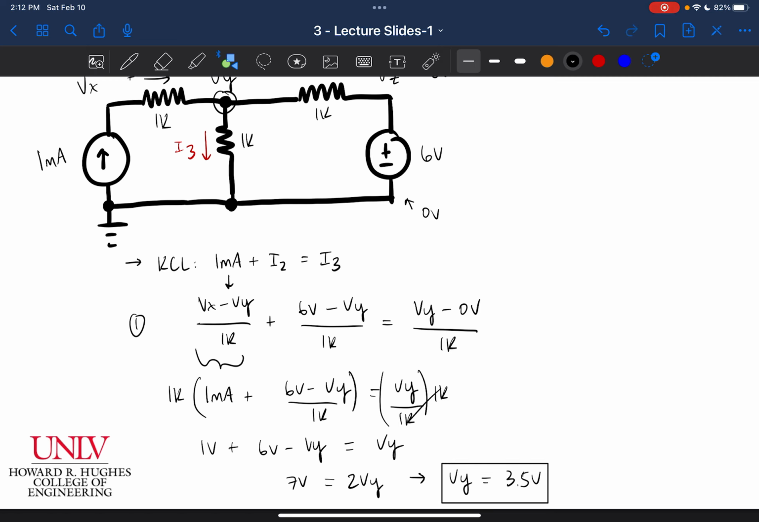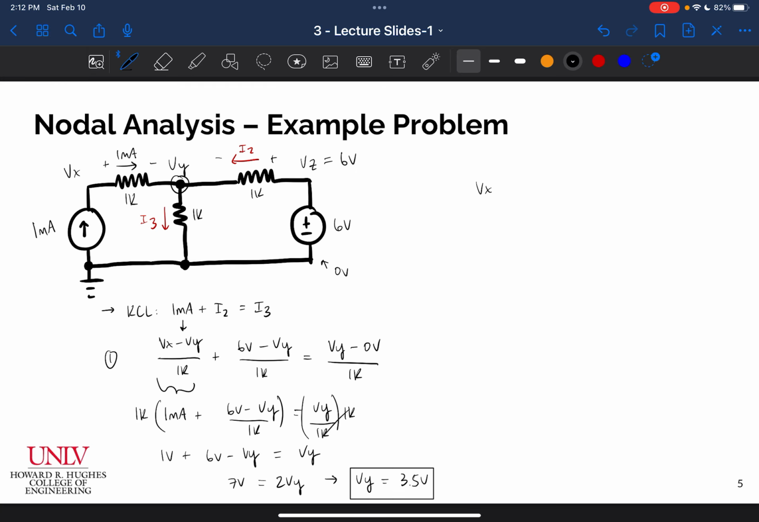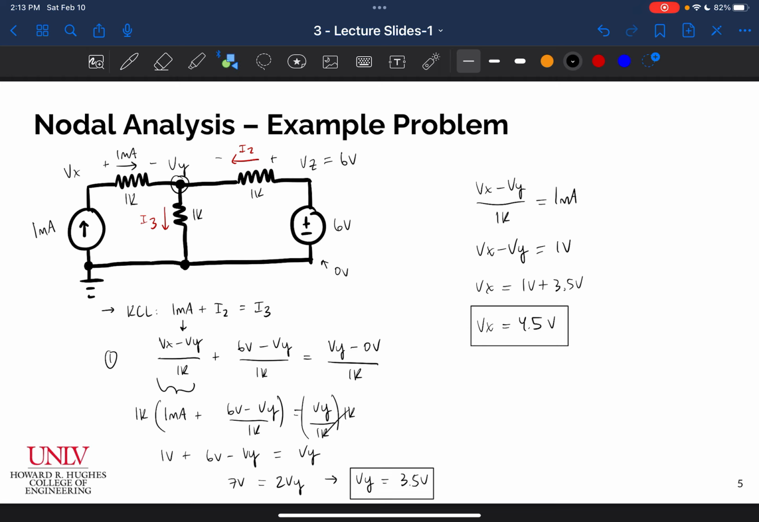Vy is 3.5 volts, and like I said, I can use this other expression here, which is basically just Ohm's law, now to determine Vx. So let me just zoom out over here, and I'll say Vx minus Vy over 1K is 1 milliamp. Multiply both sides by 1K, so I get Vx minus Vy is equal to 1 volt. And I know Vy is 3.5 volts, so I get that Vx is 1 volt plus 3.5 volts, or Vx is equal to 4.5 volts. All right, so I have solved for Vx, Vy.